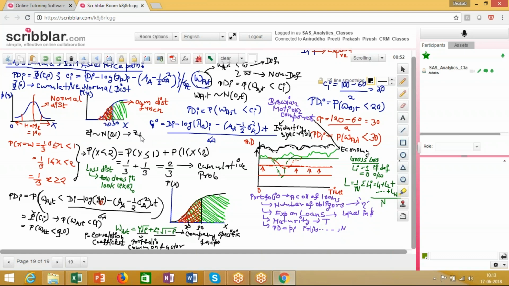And Z1, Z2, Zn are mutually exclusive, so they are not related to each other. Over here, when I talk about this Zi, it is mutually exclusive. It's a variable which follows a normal distribution with mean 0 and variance 1.